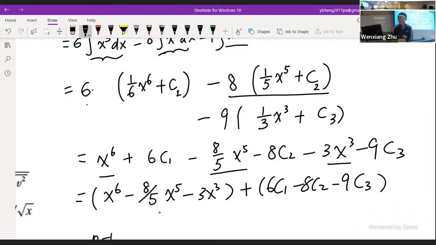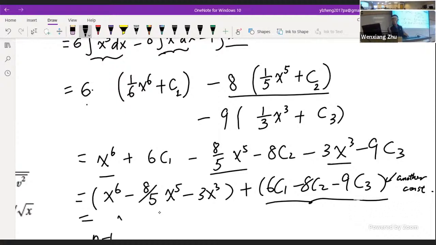Now take a look over this. What do you want to call this guy? 6c1 minus 8c2 minus 9c3. How can we call that term by just using a word? Well, I can just call that a constant, right? Whatever c1, c2, c3, however you do the calculation, you will end up with a number. It's just another constant. Does that make sense? Another constant is given, instead of writing the three terms.